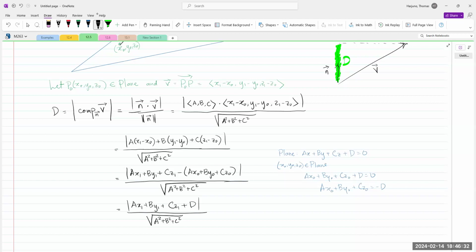Compare what we have on the top here with the equation of the plane. Notice that we basically replace the x, y, z from the equation of the plane by the coordinates of the point not on the plane.